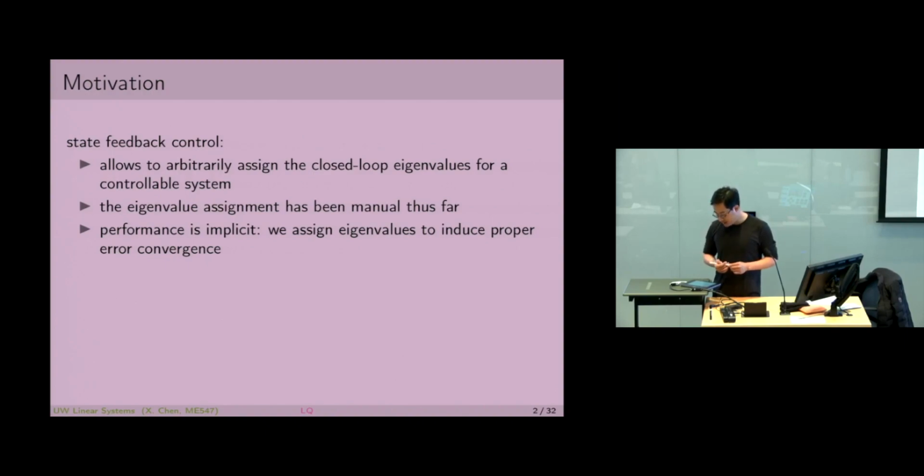Sometimes it just gets easier if we can make the performance just a little bit more explicit. Here, if we manually place the eigenvalues, then the performance is implicit. We think about what kind of closed loop dynamics we want. We think about how fast the errors should converge to zero. Then we assign these eigenvalues to induce this proper error convergence.